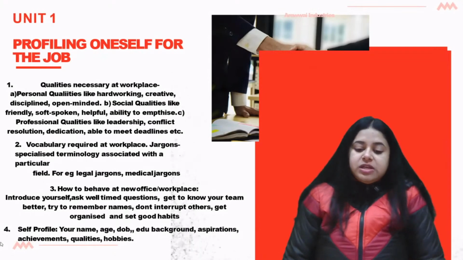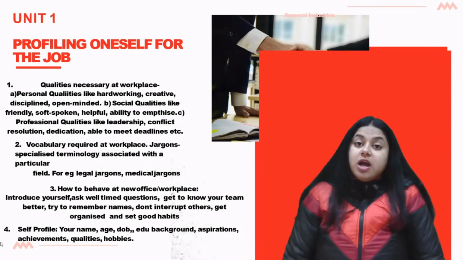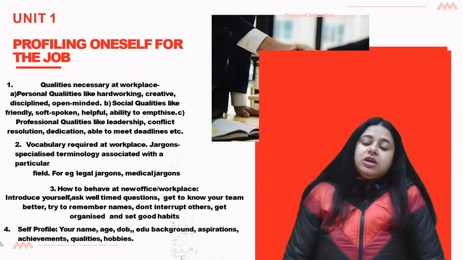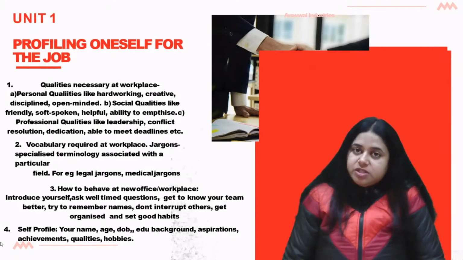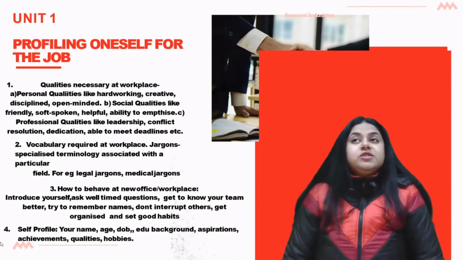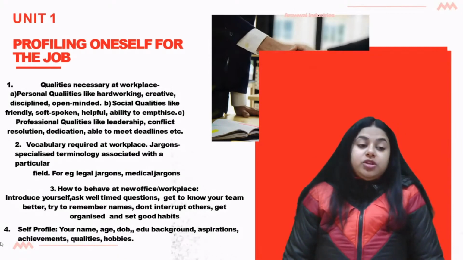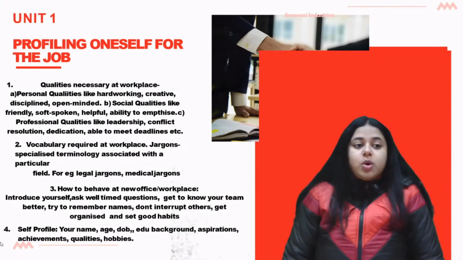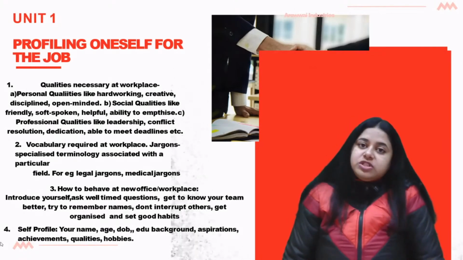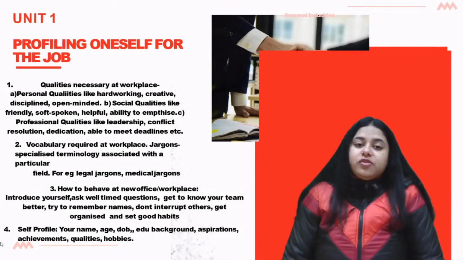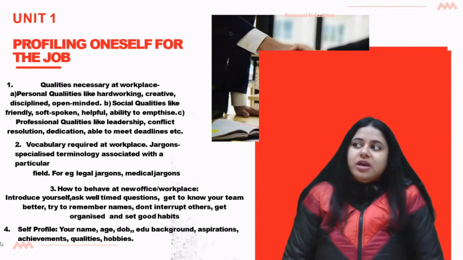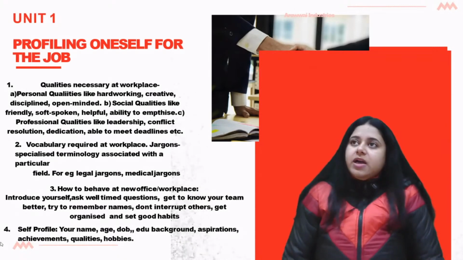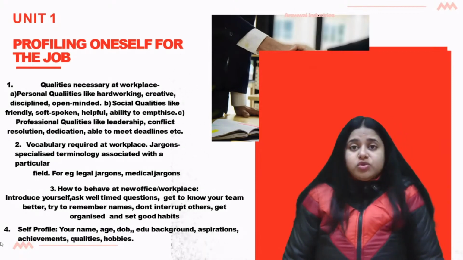Then conflict resolution. If you're working in a space where you're closely accomplishing so many things together, there are bound to be conflicts. So if you have the ability to resolve conflicts, one could have that ability without needing to be very empathetic or very friendly, and yet they might be very crafty at conflict resolution. So these are professional qualities, and there is a thin line between how to differentiate the qualities which are specifically professional and the qualities which will fall under the domain of personal or social.